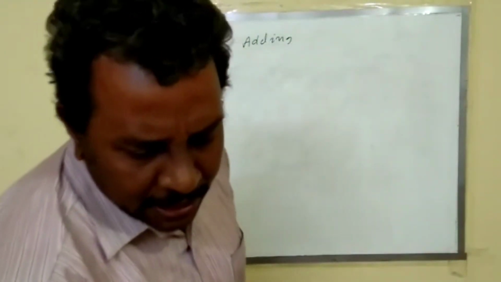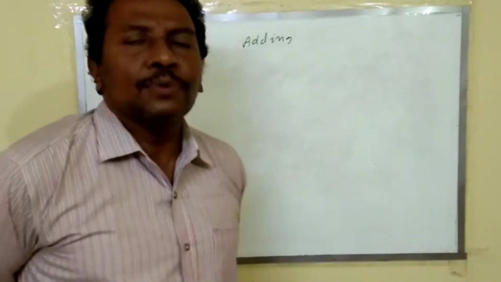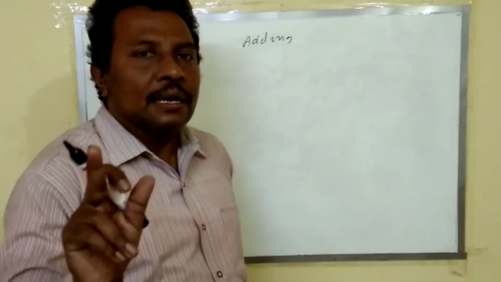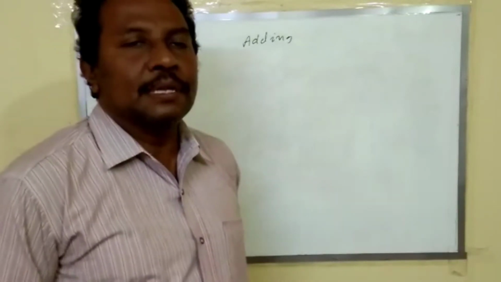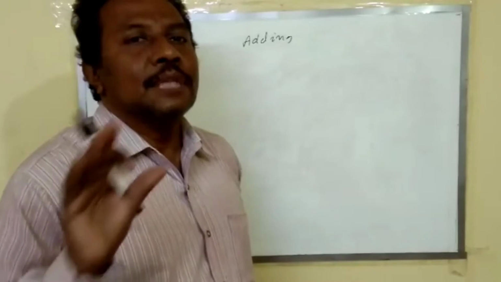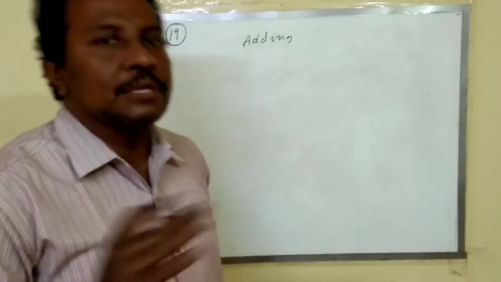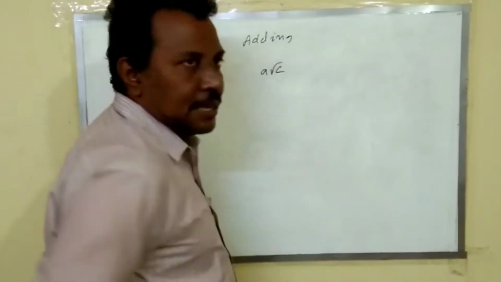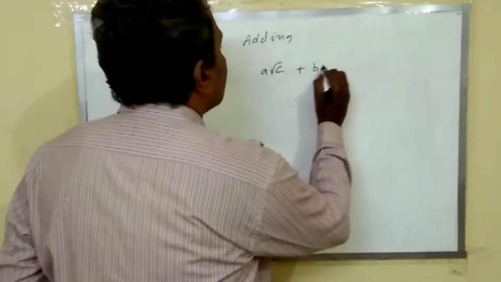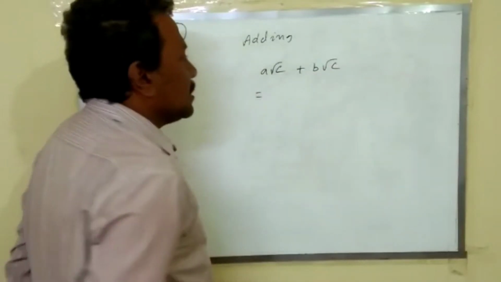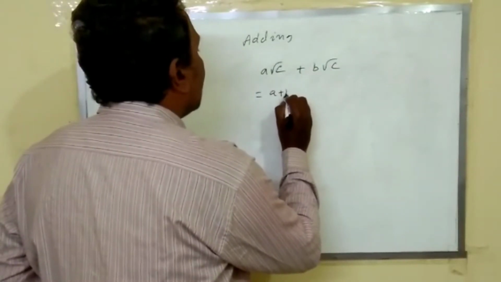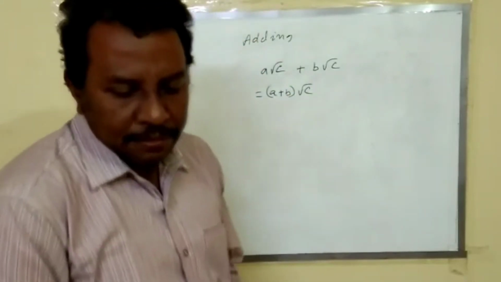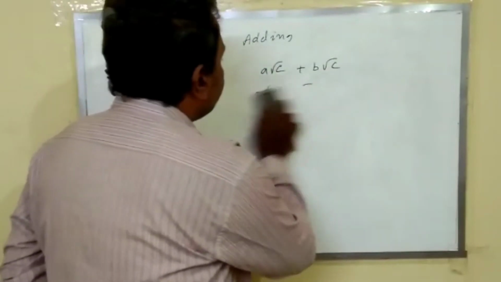I think I already explained in the previous class how to add two sets. Addition of two sets is possible if they are similar sets. That means if the sets are similar, then only is it possible for us to add or to subtract. For example, a square root of c plus b square root of c is equal to a plus b square root of c. Like that, I'll tell you an example.